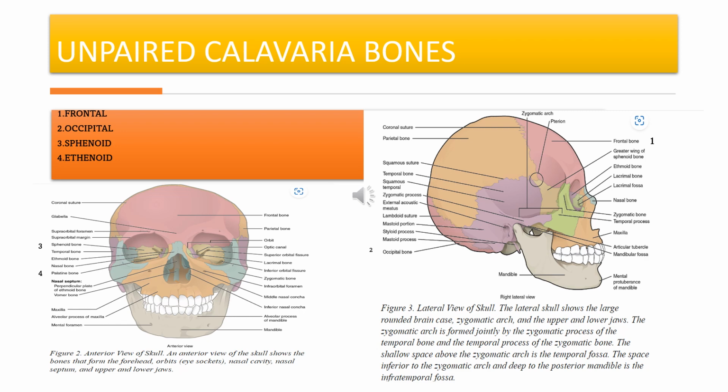So now we come to unpaired calvaria bones. First is the frontal bone. The frontal bone is shown with number 1 on the second diagram, and the occipital bone on the second diagram, and then 3 and 4, that is the sphenoid and ethmoid bone, they both are shown in the number 1 diagram.